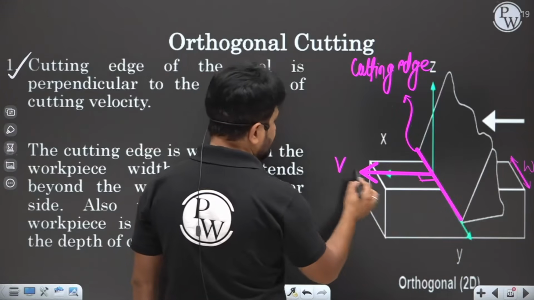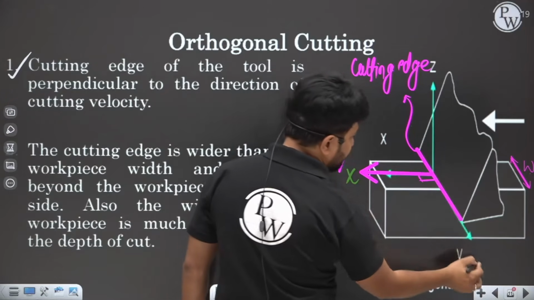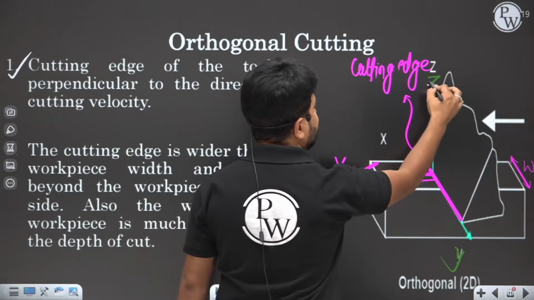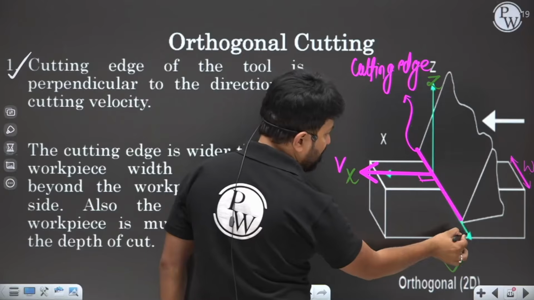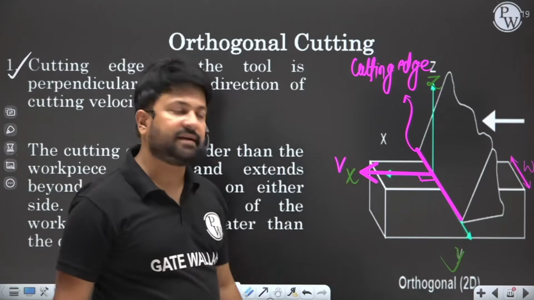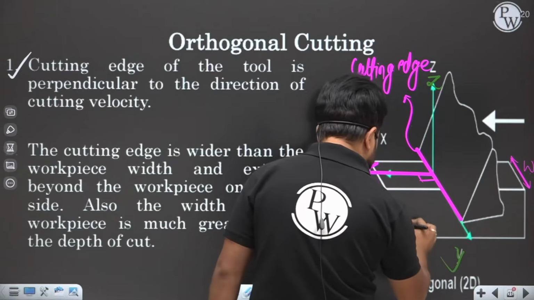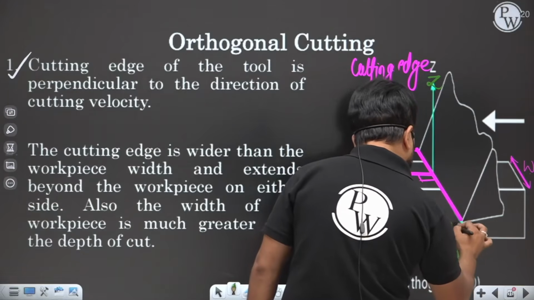As you can see, the cutting velocity is acting in the x direction, the cutting edge lies in the y direction, and this is the z direction. Now see, the cutting edge lies along the y axis in orthogonal cutting.